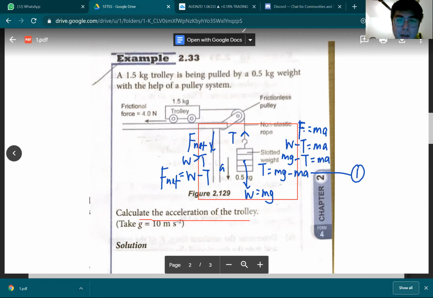Let me box it. No need to box, like this. I labeled it already. So T, I write down on the left side here: T equals mg minus ma. Now find the equation of motion for the second object. Now I erase this one here.